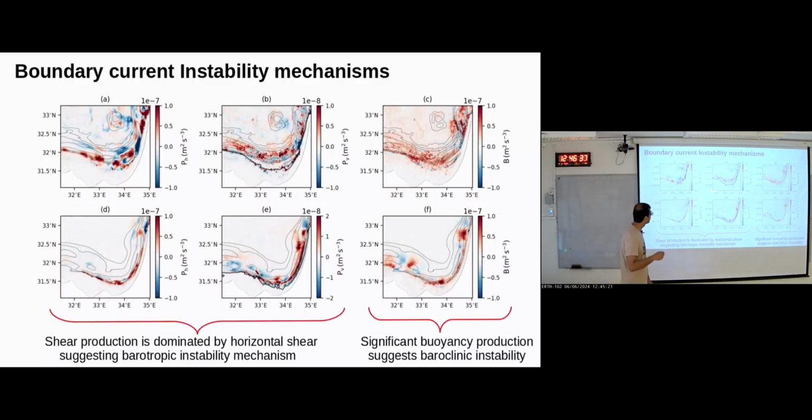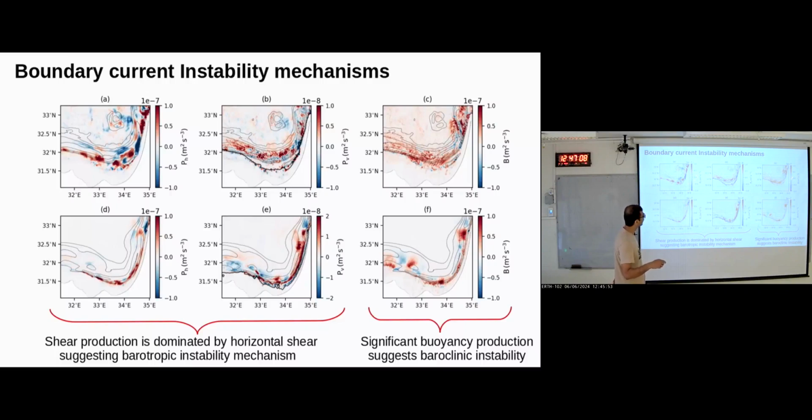The production terms are shown here. Top figures correspond to winter and the bottom figures correspond to summer. We notice that shear production is dominated by the horizontal PH, which is at least 4 times larger than the PV, which suggests that the boundary current goes unstable because of barotropic instability.